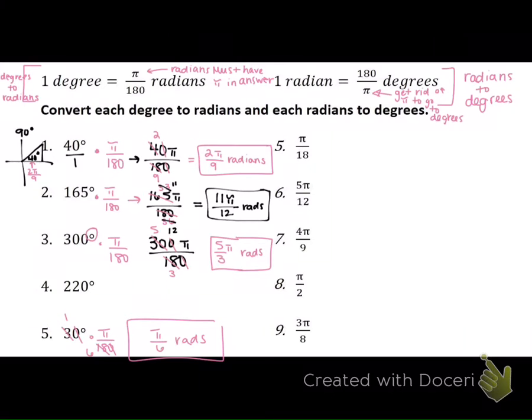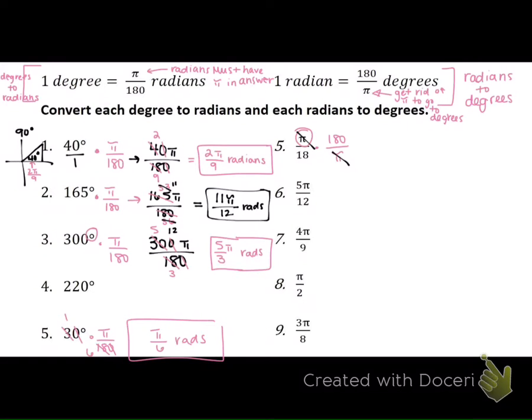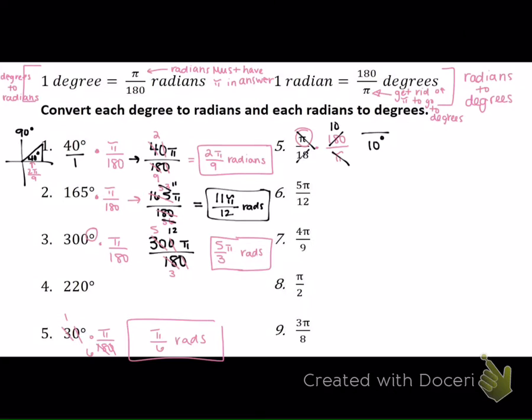All right, so you guys notice that these ones have pi in the top, right? We need our pi to be in the denominator so that it cancels. Do you see if we have a pi in the numerator and a pi in the denominator, they go away? Which we want, because we don't want pi in our degrees. 18 goes into 180 how many times? 10. So this is just 10 degrees.